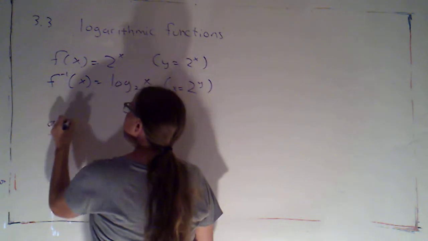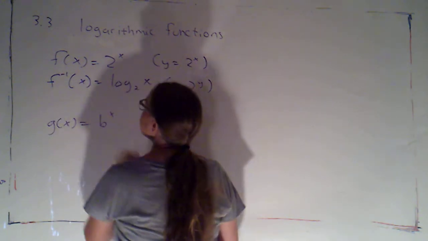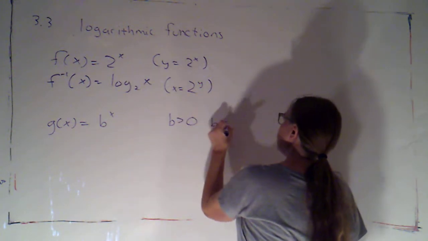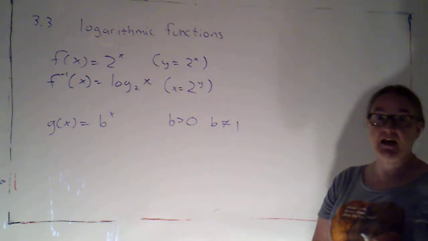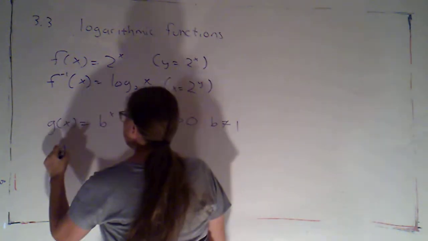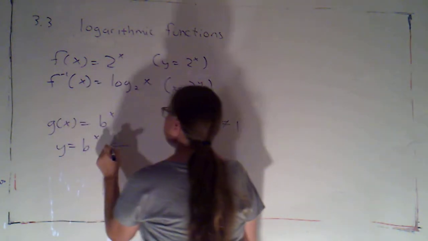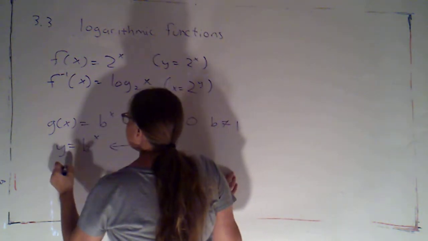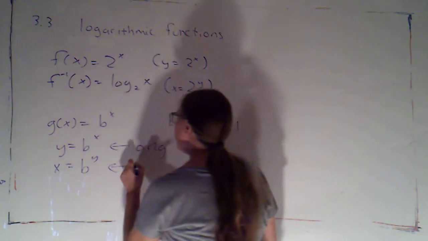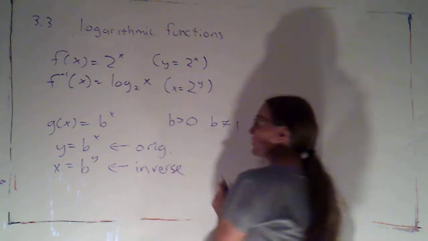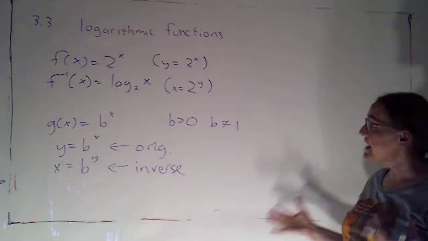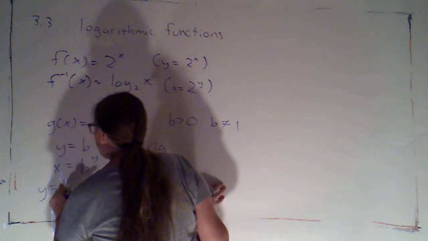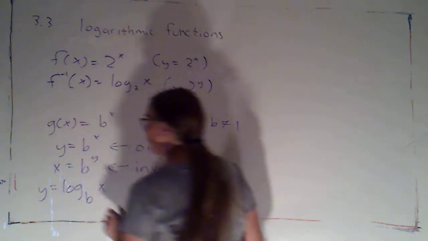So if g of x is b to the x, where b is bigger than 0 and b isn't 1. So if I have any exponential function, I can say that means that y equals b to the x. That would be the original function. X equals b to the y would be what the inverse function means. And then we just rearrange it.